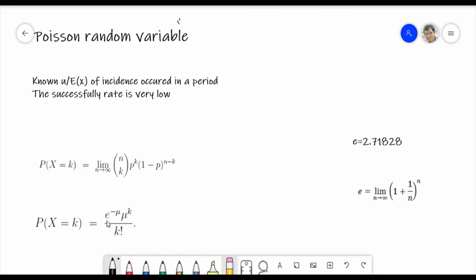Here someone may not be familiar with e. E is exactly equal to 2.71828, and it doesn't finish; there are still unlimited decimals after that. And how does e come about? E is the limit when n goes to the maximum of 1 plus 1 over n, to the nth power. This is exactly e.